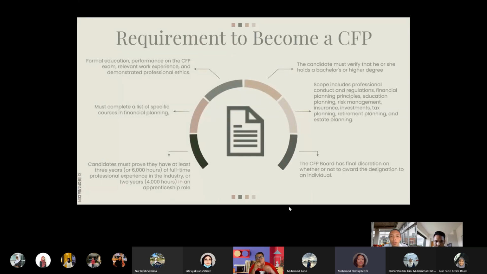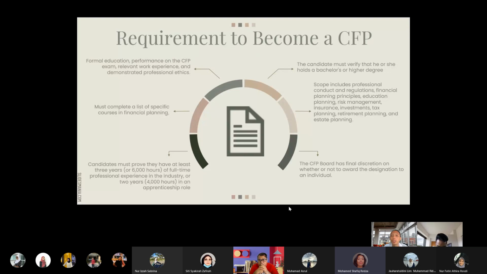Okay, so for the requirements of becoming a CFP, you need formal education, performance on the CFP exam that is relevant to the work, and to demonstrate professional ethics. You need to complete the list of specific courses in financial planning. You as a candidate must prove you have at least 3 years, or 6,000 hours, of full-time professional experience in the industry, or 2 years, which is 4,000 hours, in apprenticeship roles.